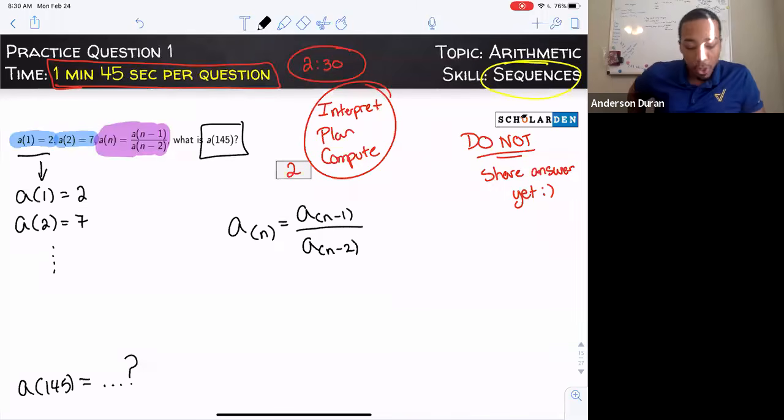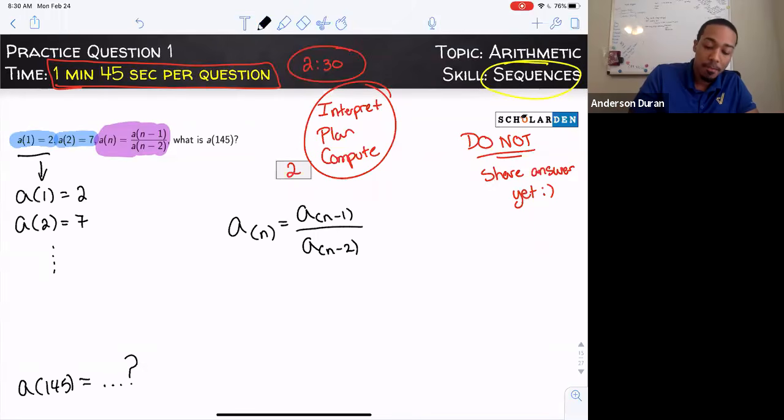So I'm interpreting this. It's a sequence. I'm going to have to figure out the 145th term. What's my plan? Well, I know the trick is there has to be a pattern, because there's no way that I'm going to calculate 145 terms. I don't have the time for that. So there's my plan. Figure out what the pattern is. To figure out what the pattern is, let's just go ahead and solve for the next couple of terms and see if we can notice a pattern.